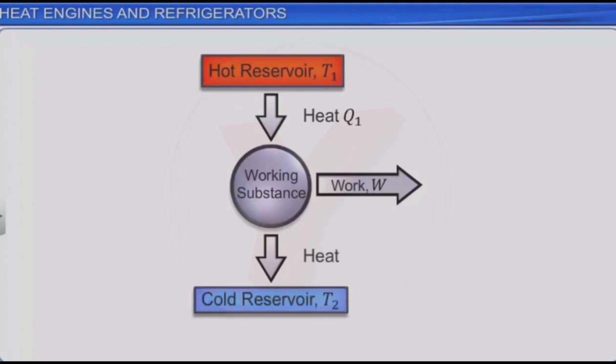Again, the working substance goes through the same cycle. To get the required mechanical energy, the working substance goes through the same cycle repeatedly. In a cyclic process, the initial and final states of the system are the same, and hence there will be no change in its internal energy. That means delta U is equal to 0.